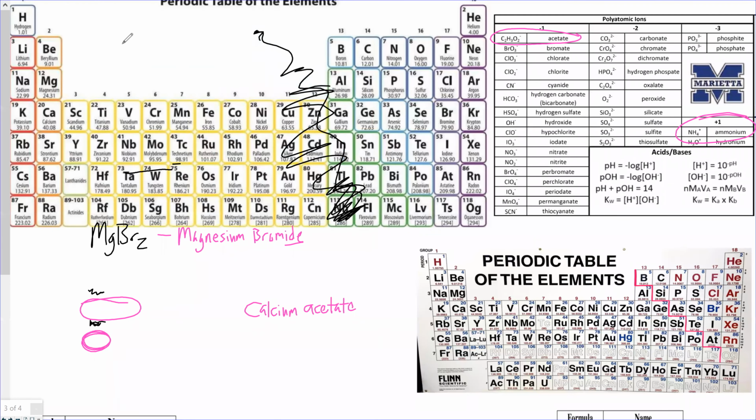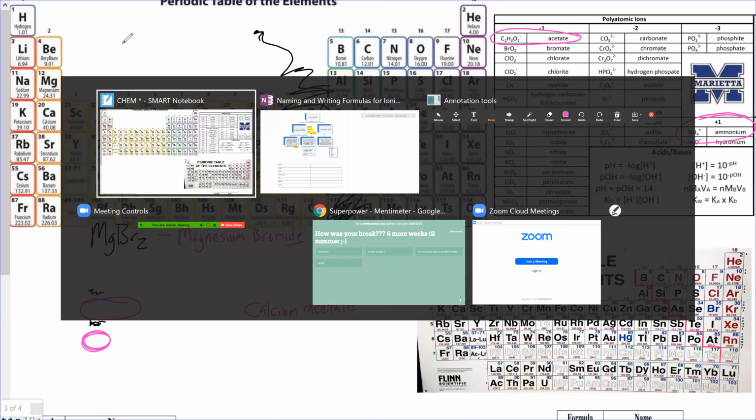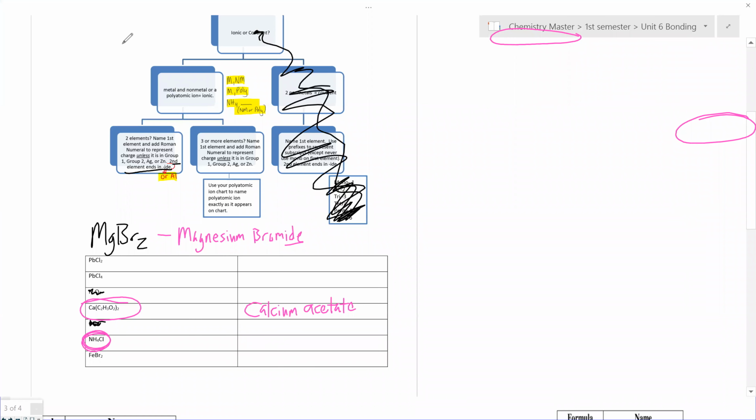It's ammonium. So I'm going to name ammonium, and then it's a Cl behind it. Chloride. You guys got it. Ammonium chloride. All right. If you are good up to this point, excellent. We're going to learn the last thing. This is the last thing I want to show you.